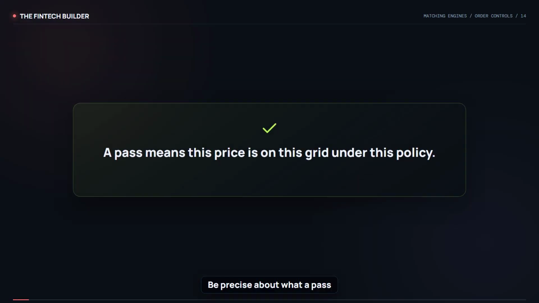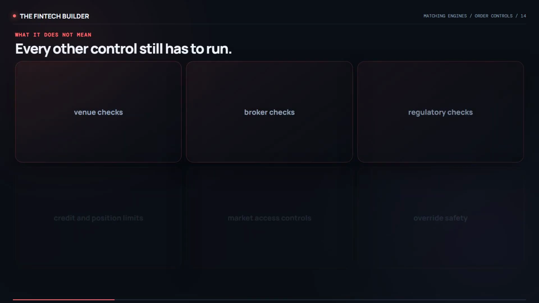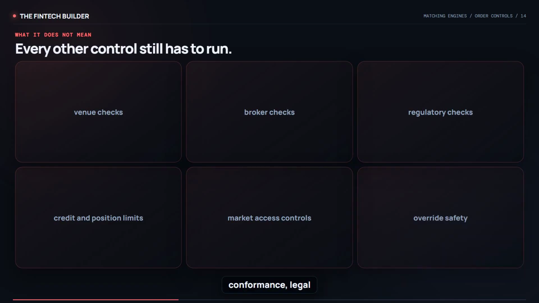Be precise about what a pass means. It means this price is on this grid under this policy. It does not mean the order passes every other venue, broker, regulatory, credit, position, or market access check. It does not certify exchange conformance, legal compliance, production latency, operational resilience, or the safety of an override.